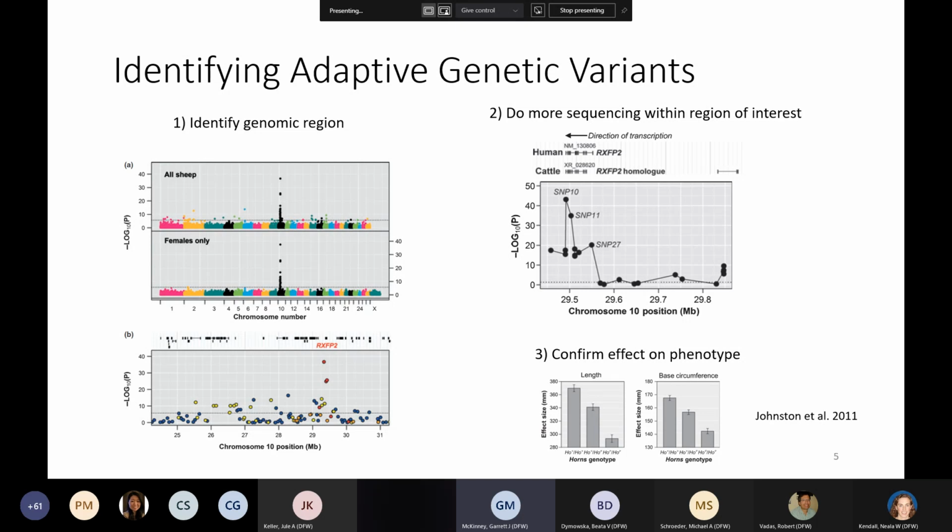So historically, the process of identifying adaptive genetic variants took place in multiple steps. And a lot of times this is still what's going on. These figures here are from a paper by Johnston et al. looking at horn morphology in Soay sheep. And this is sort of a good example of the basic path that is often followed. They started off by looking at 50,000 markers throughout the genome. And so there's a lot of genetic variants that they're looking at, but it's not the whole genome. There's a lot of spots where they just don't know what's going on.